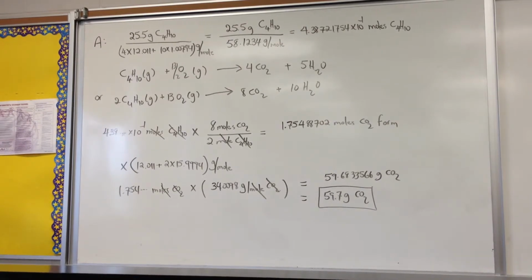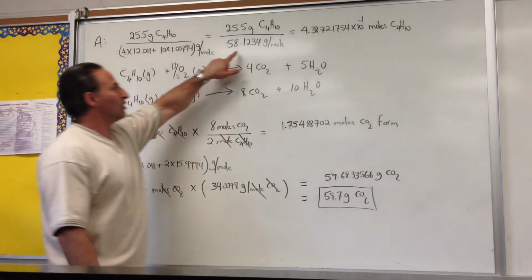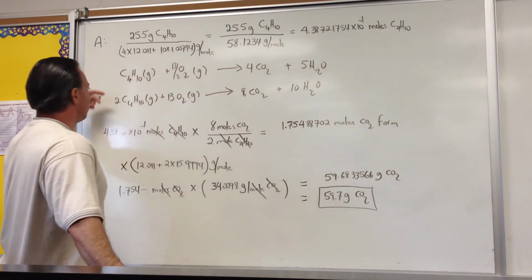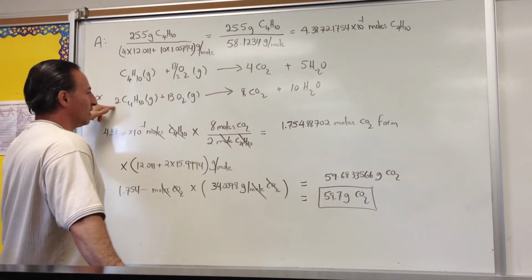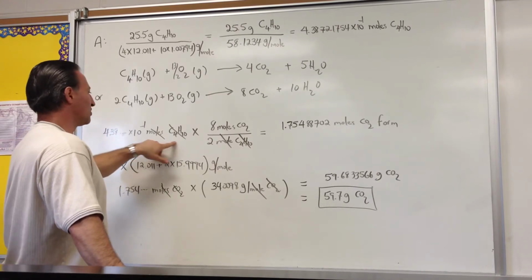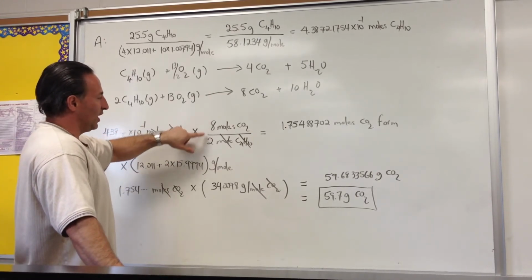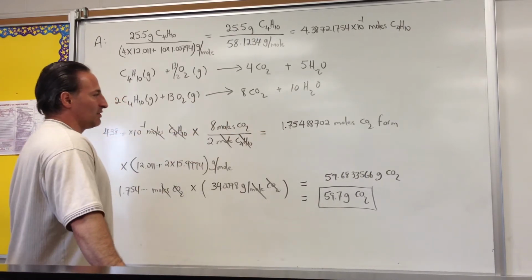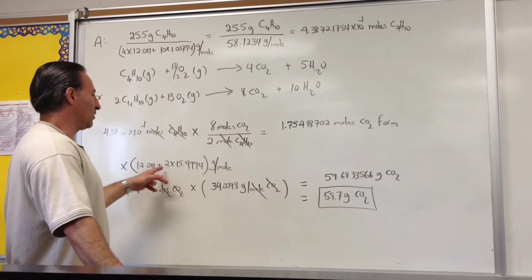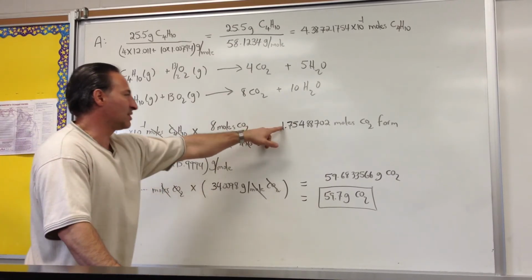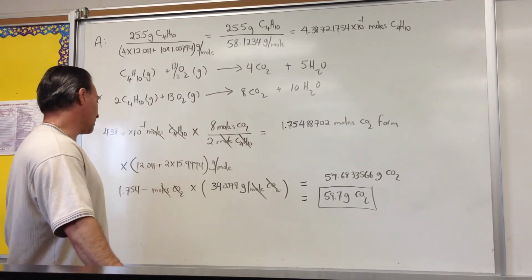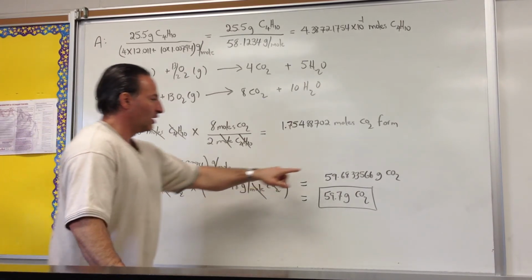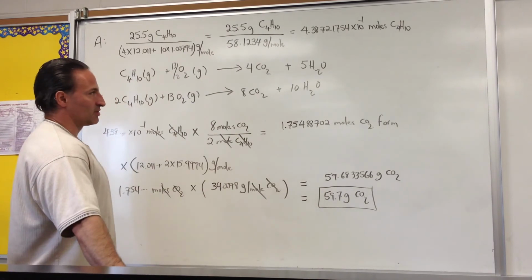To continue our calculation, our 25.5 grams of butane is divided by its molar mass to obtain the number of moles of butane. We then invoke the stoichiometry of the reaction to find out how many moles of CO2 are produced. So it's that many moles of butane with a stoichiometry of 8 to 2. 8 moles of CO2 produced for every 2 moles of butane consumed gives us 1.75 moles of CO2 formed. Then we find out how many grams of CO2 formed by multiplying this number by the molar mass of carbon dioxide. 1.75 times 34 gives us 59.7 grams of CO2 formed.